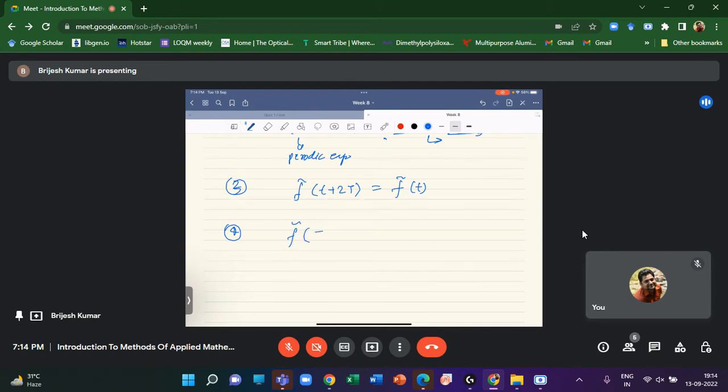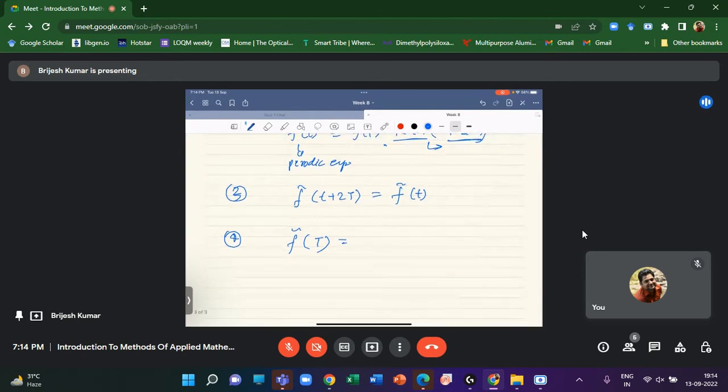And the fourth point is, at capital T, the periodic expansion at T and minus T will be equal to 1 by 2 of f of minus T plus f of T minus. Okay.